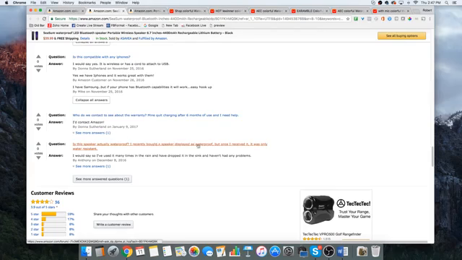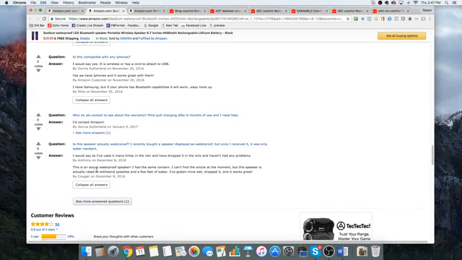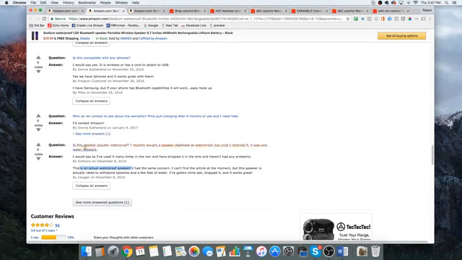Is it actually waterproof? I would say so. I've used it many times in the rain and dropped it in the sink and haven't had any problems. Okay, so good. You can be confident. This is an actual waterproof speaker. Yep, had the same concern. So you know, people might ask you. I mean, that's legit right there. That's real. That's reality.